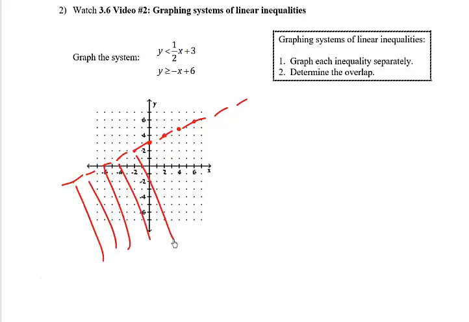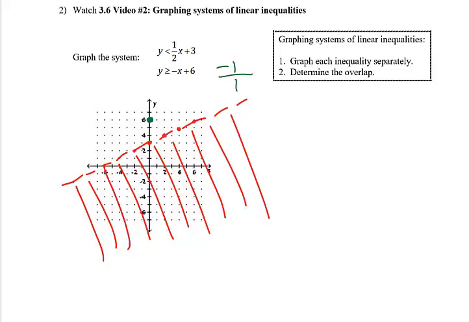Now remember, this is just the solution to the first inequality. This is not the final answer. Now I'll work on the second inequality. Maybe I'll change colors. The second one has a y-intercept at 6, and then the slope is -1. I can think of that as -1 over 1. And so I just need to travel from my y-intercept down 1, right 1, down 1, right 1, etc. And then I need to connect the dots.